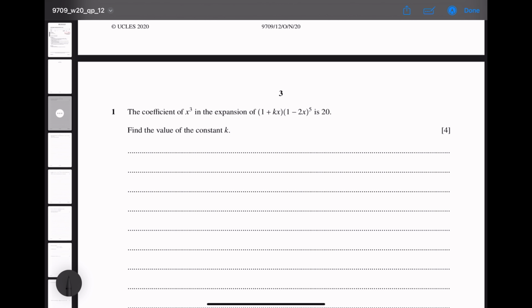The coefficient of x cube in the expansion of (1 plus kx)(1 minus 2x) power 5 is 20. First, we will find the coefficient of x cube by expanding this, then taking the product with this. We will put that coefficient equal to 20, then we will find the value of the constant k.